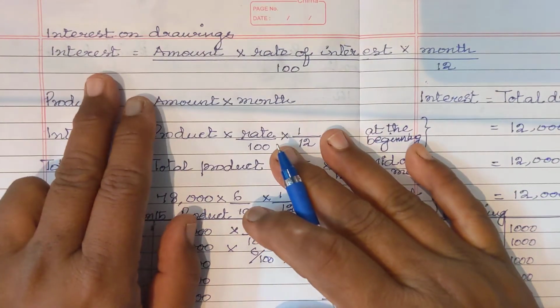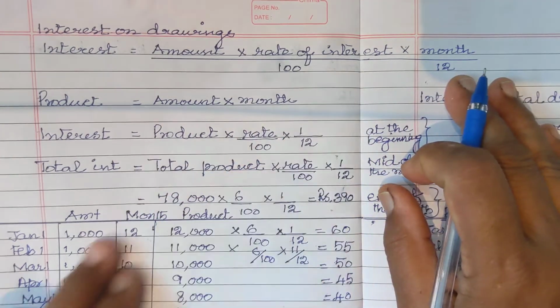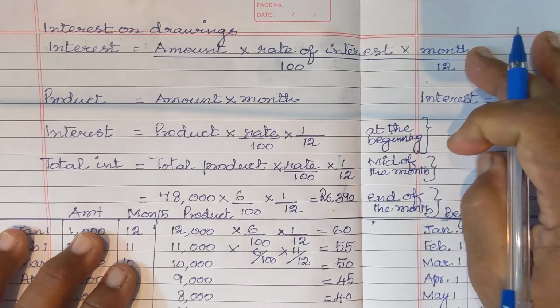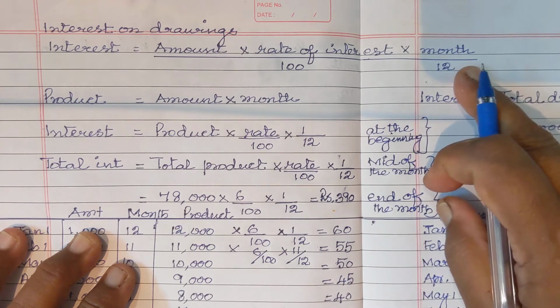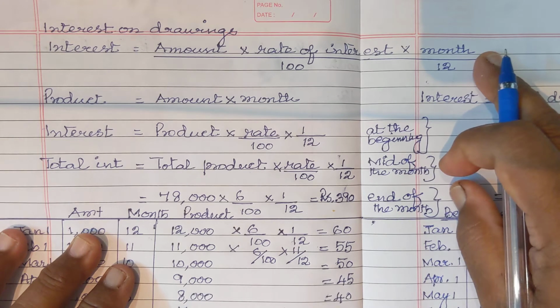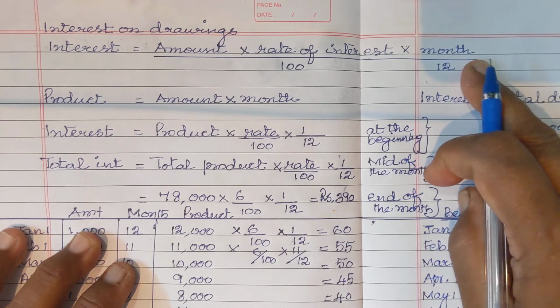So the interest is amount into rate of interest into month by 12. Okay, in case of month, it is month by 12. In case of days, it is days by 365. In case of week, it is number of weeks divided by 52. Okay.